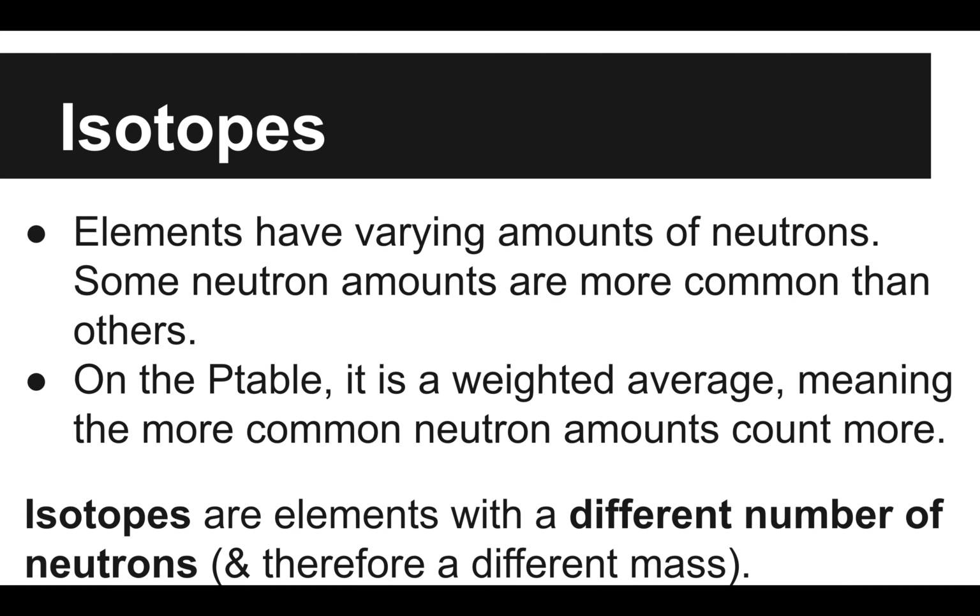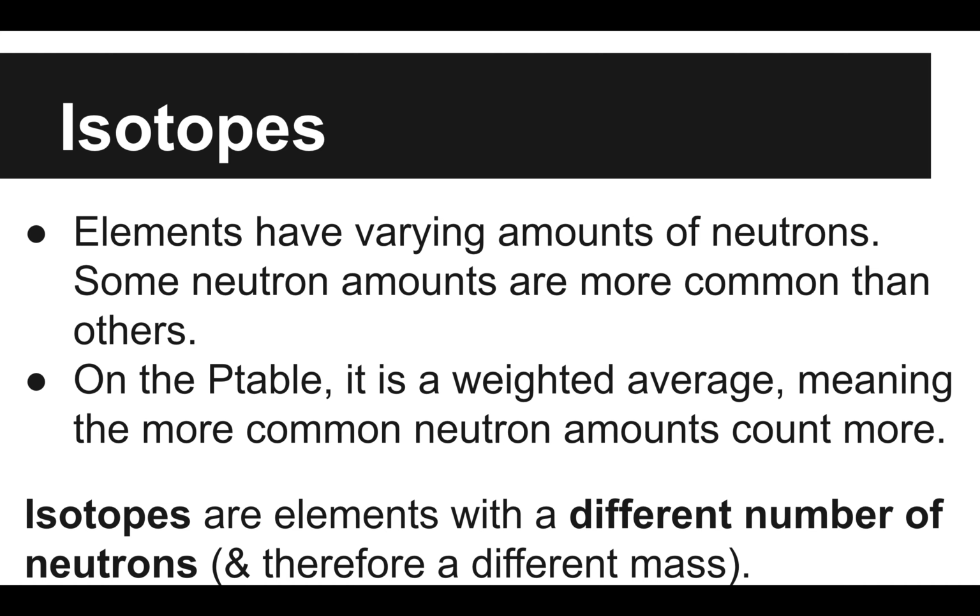So if 90% of a carbon atom has 12 neutrons, that's going to be weighted more heavily than a carbon atom with 13 neutrons or a carbon atom with 14 neutrons. So your average on the periodic table is going to look more like carbon 12. You don't need to really worry about that. That's sort of just an aside.